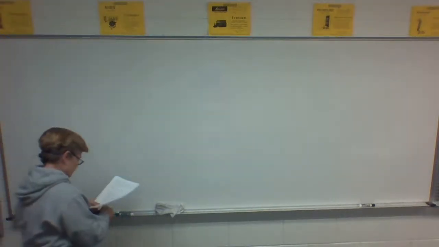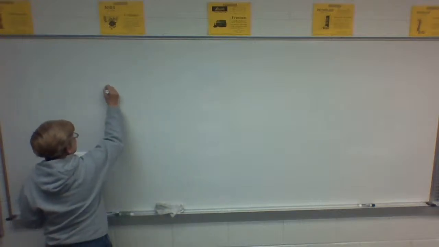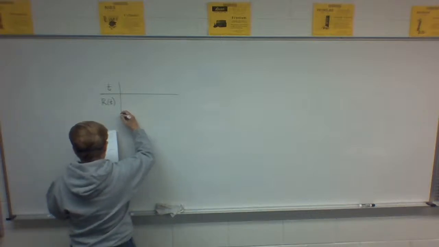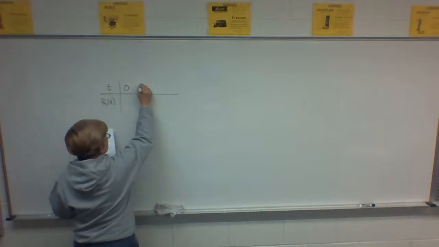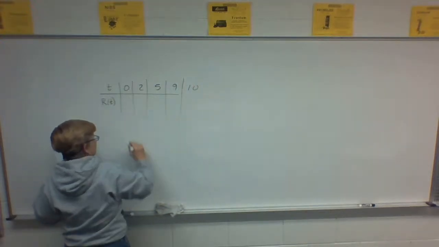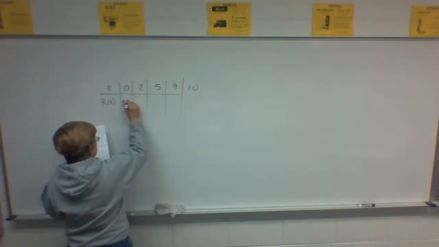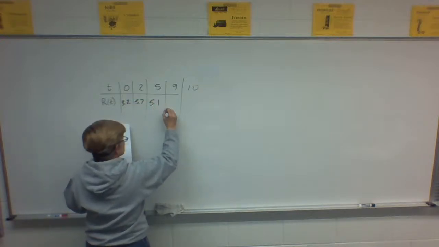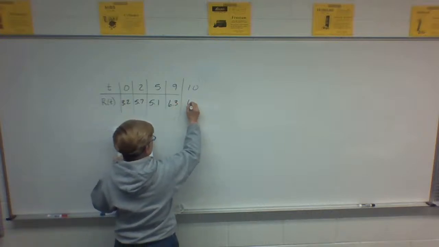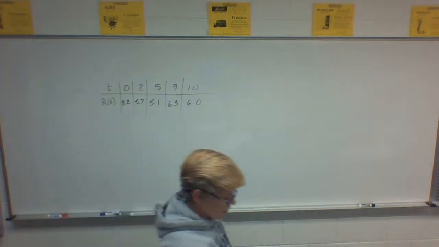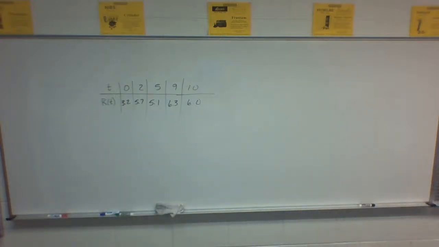Okay, let me put it up here. T, R of T: 0, 2, 5, 9, 10, 0. Yeah, this is super slow. Okay. Here's the data that's given and here's what it says. I just decided to give you something kind of gross to consider here. It's not that gross on the actual test.